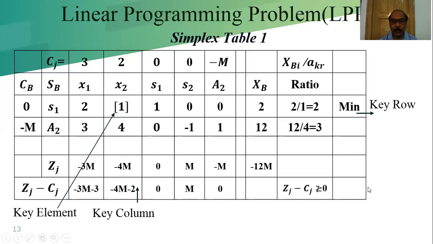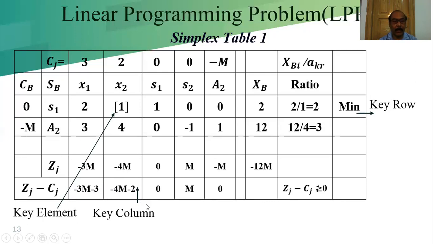In this table, we see all the zj minus cj. These are the zj minus cj. They are not all greater than or equal to 0. A few are 0, a few are greater than 0, and a few are less than 0. These two are less than 0. Now among these, which one is the most negative? Minus 3m minus 3, minus 3m and minus 4m. So minus 4m is the most negative. If we take the mod value and compare with the positive, then we can say 4m plus 2 is more than 3m plus 3.